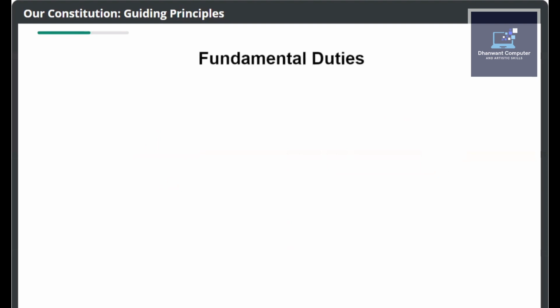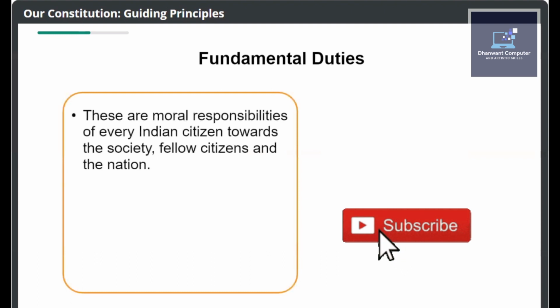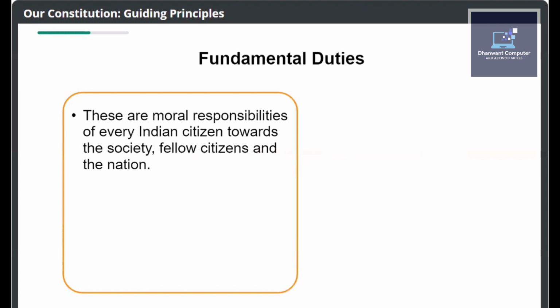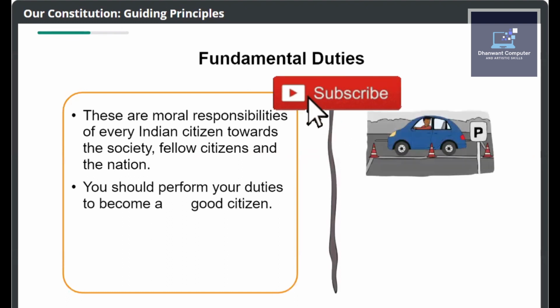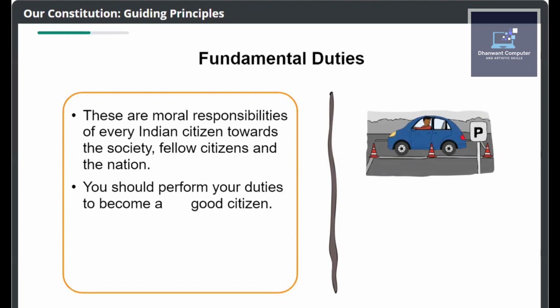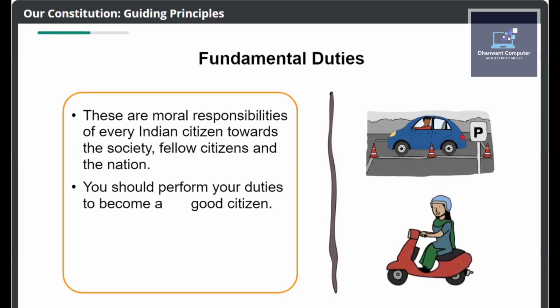Now let's learn about the fundamental duties of an Indian citizen. These are moral responsibilities of every Indian citizen towards the society, fellow citizens, and the nation. You should perform your duties to become a good citizen. For example, parking your vehicle in the space given to you and not anywhere you want to. Wearing a helmet while riding.